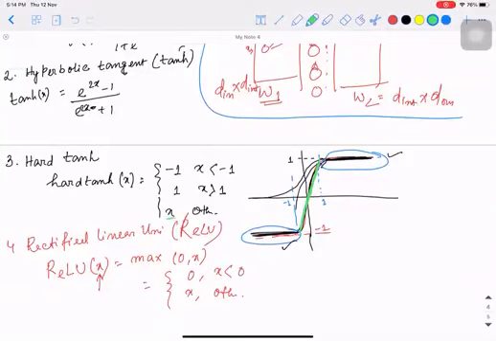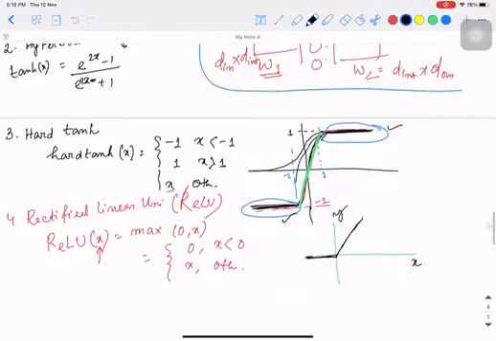Okay, so ReLU also, this is x and this is y. When x is negative, this is 0. When x is positive, then this is x. Okay. Now, how do we know which one to choose?